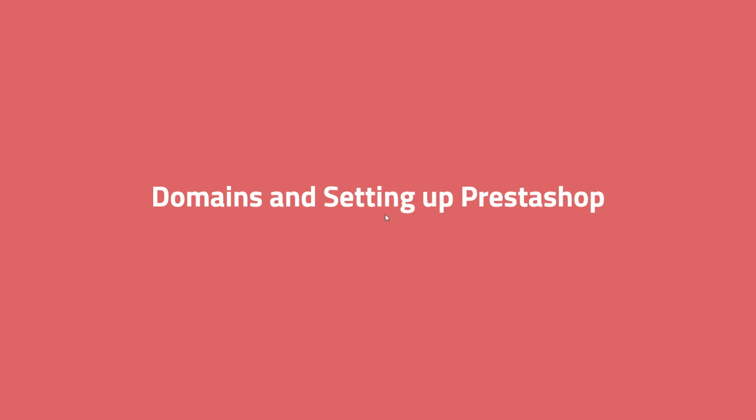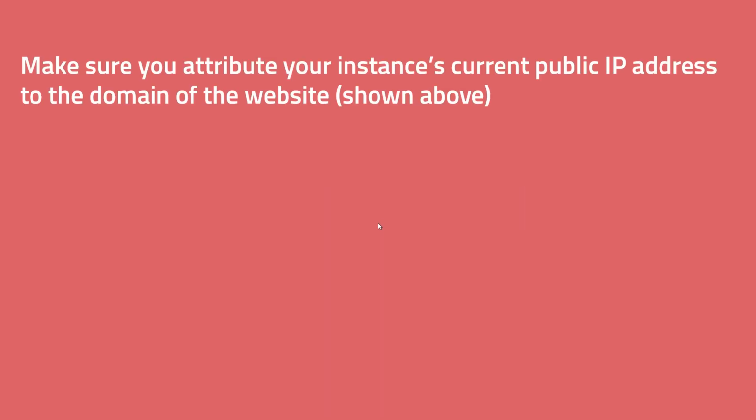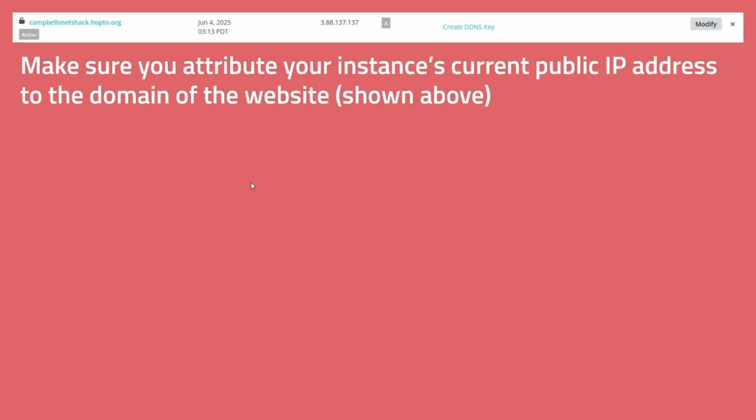And now we're moving on to domains and actually setting up Prestashop. So the first thing you need to do is get your DNS, so the domain name. In this case, I named it campbellsnetshack.hop2.org, and make sure you attribute your instance's current IP address to the domain of your website. And you can either get that from the terminal directly or from the AWS website instance.